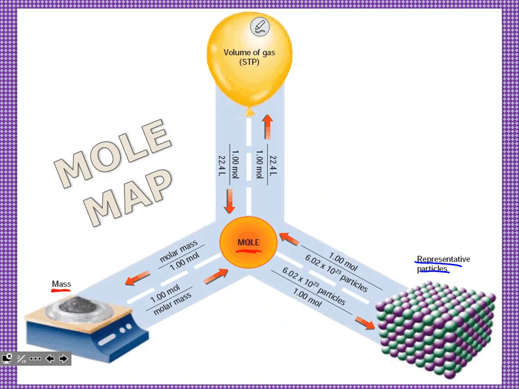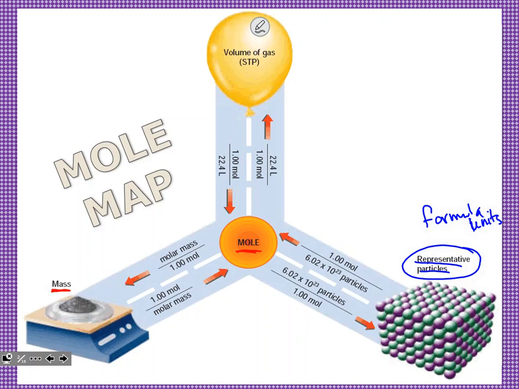Before we continue, what are the types of representative particles out there? Formula units, good. Formula units applies to which particular kind of chemical compounds? Ionic compounds. Ionic compounds have formula units.